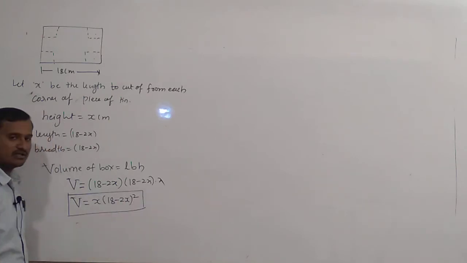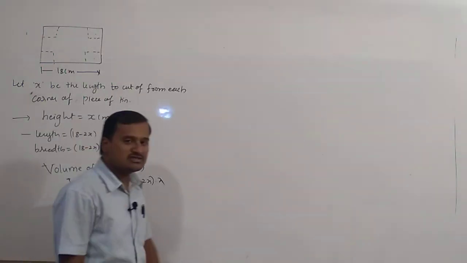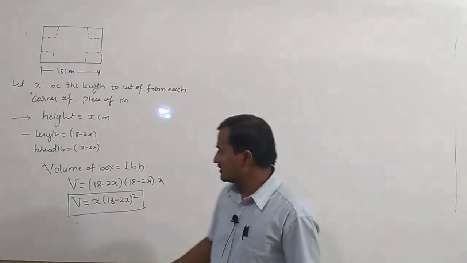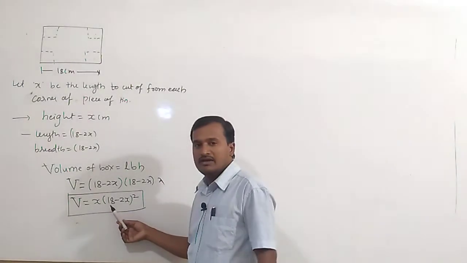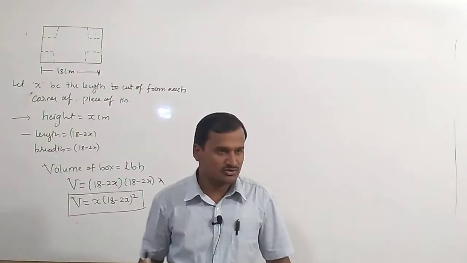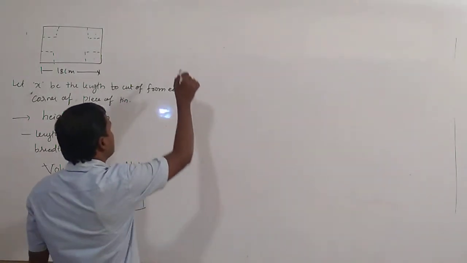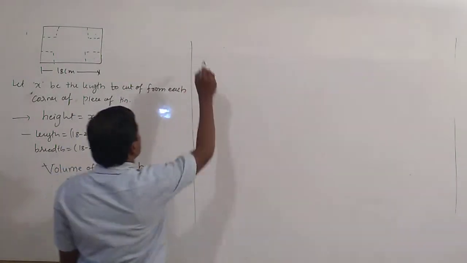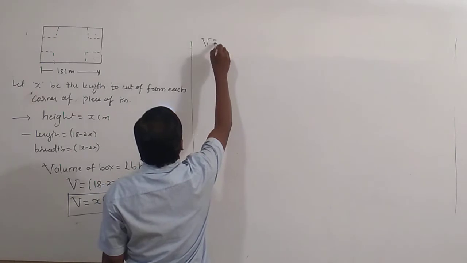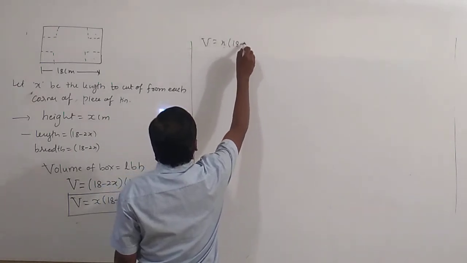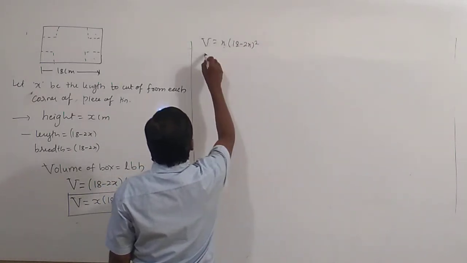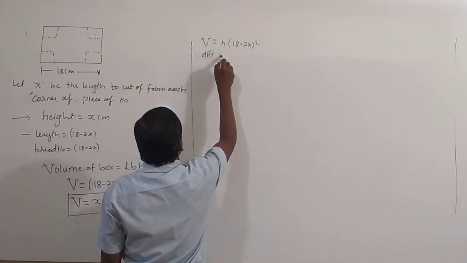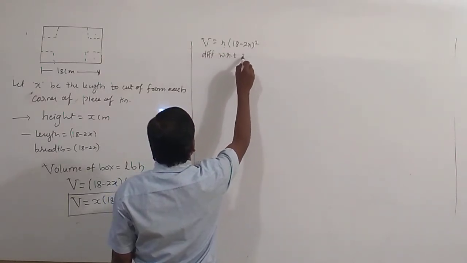Now what do we get? The volume of a box is equal to, how much did we get? x into 18 minus of 2x whole square, right. So now we have to differentiate the function. So therefore V is equal to x into 18 minus of 2x whole square, right. So differentiate with respect to what, with respect to x.